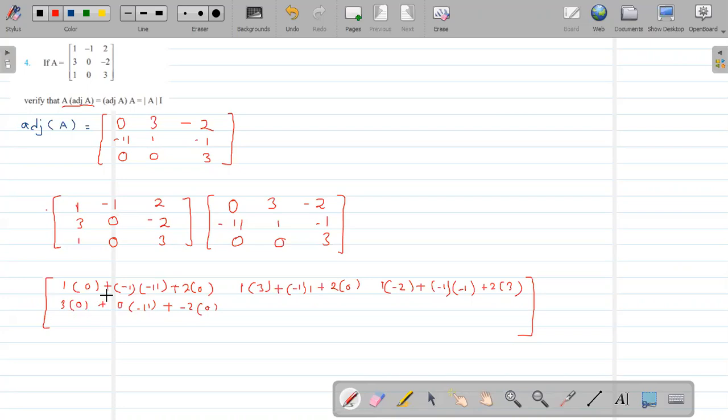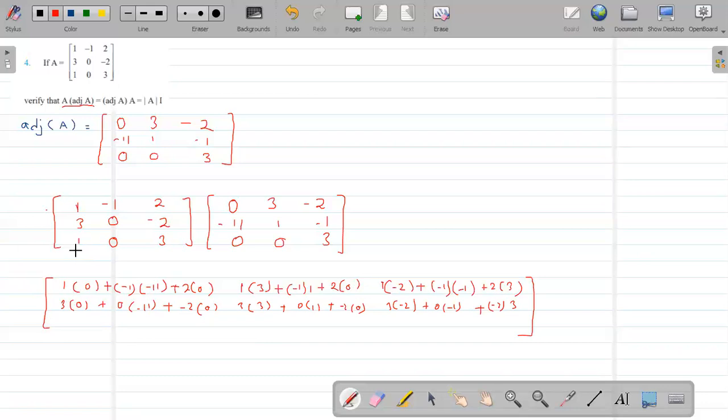Okay, till here everybody got it? Similarly, this second row will multiply with the second column. So 3 multiplied by 3 plus 0 multiplied by 1 plus -2 multiplied by 0. Similarly, 3 multiplied by 2 plus 0 multiplied by -1 plus -2 multiplied by 3. Okay.